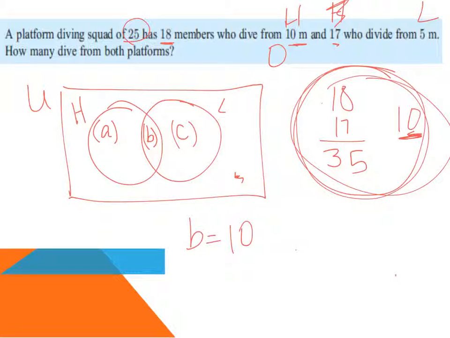So then I put a 10 here in the center, and I say, okay, well, we have 10 in the center, then in H I have 18. So if I'm already accounting for 10 in the intersection, then I must have 8 that are out here in just the 10 meter board or platform. And then if I do the same thing for my 17, then I end up with 17 minus the 10 in the middle, and I get 7 over here on just the low dive.